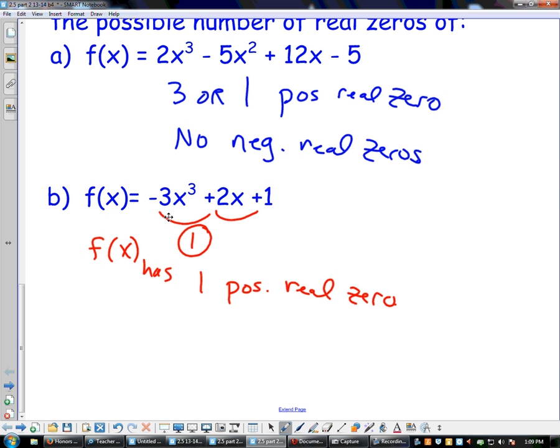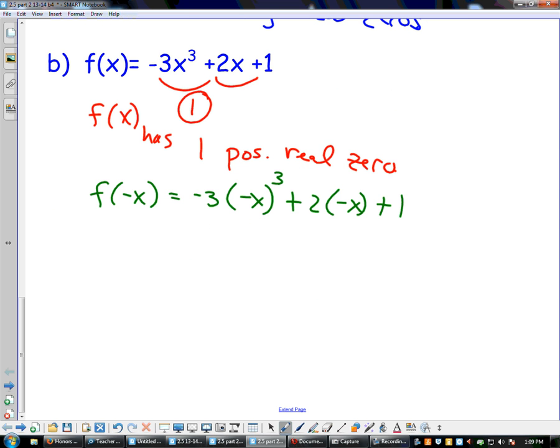Let's look at f of negative x. That's going to be negative 3 times negative x cubed plus 2 times a negative x plus 1. Negative 3 times negative x times negative x times negative x is going to be the same as the opposite of x cubed. So this is actually going to be a positive 3x cubed. And then this is going to be a minus 2x and then the plus 1.